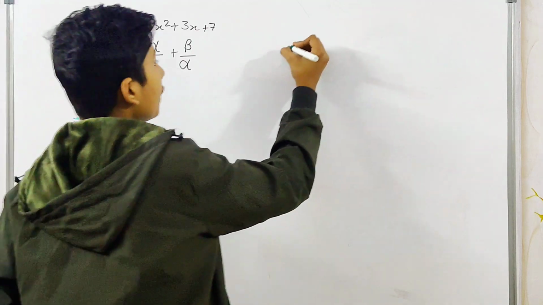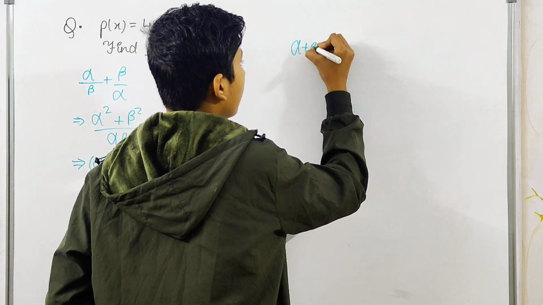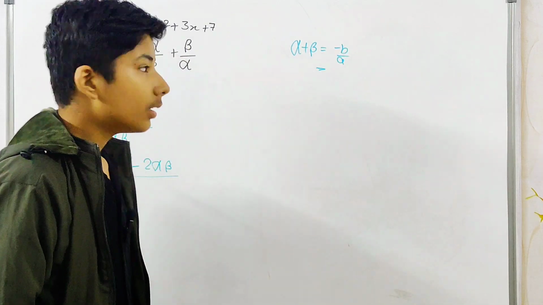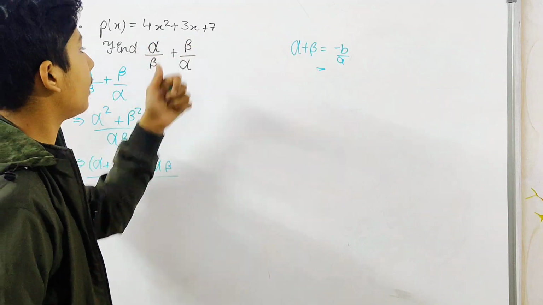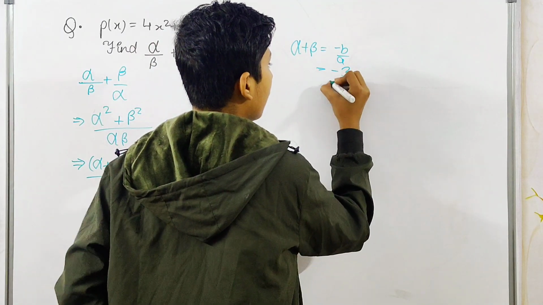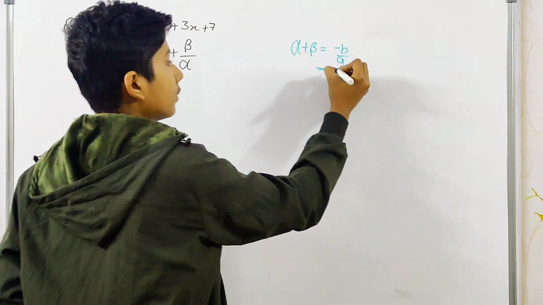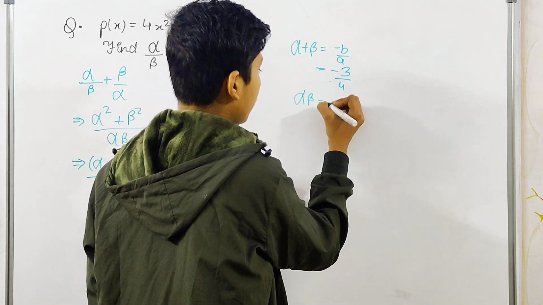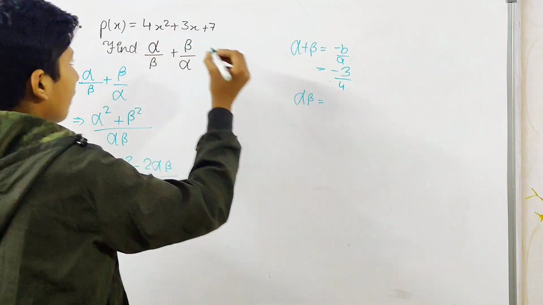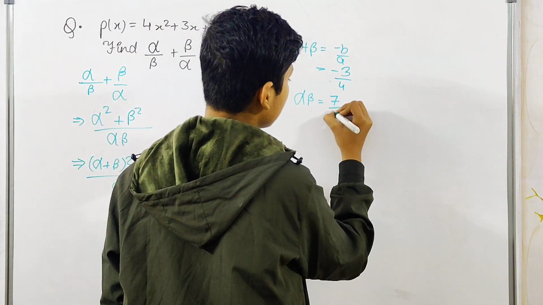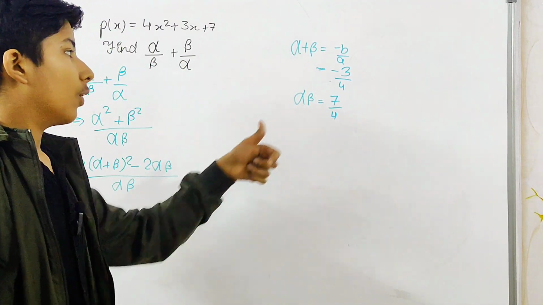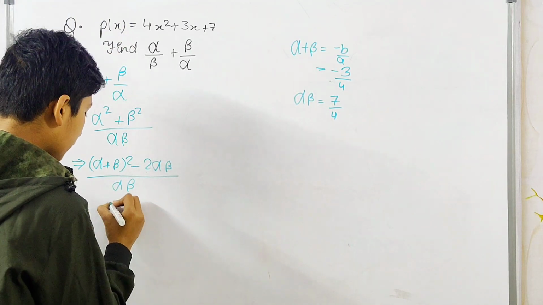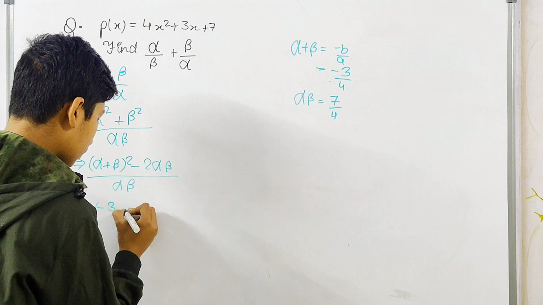Now what we will do, we will just put the values of alpha plus beta and alpha beta. Now we know that alpha plus beta equals minus b upon a, and over here b is 3, so minus 3 upon a is 4, so minus 3 by 4, and alpha beta is c upon a, means 7 by 4. Now minus 3 upon 4 and 7 by 4, we will put the values over here.